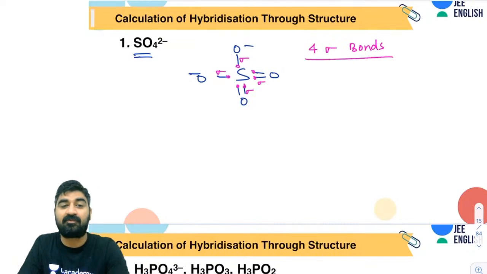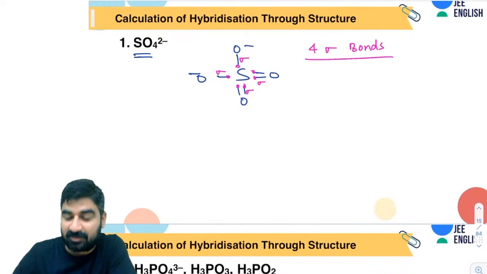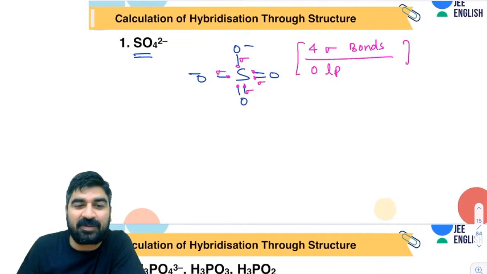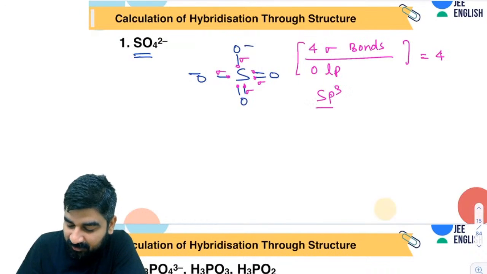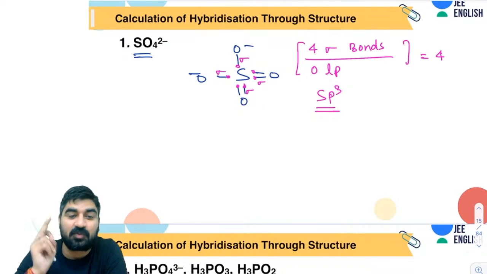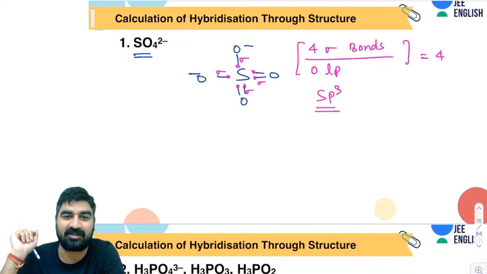And if we have 4 sigma bonds, guys, then what will happen? 4 sigma bonds and 0 lone pair. So the total electron pairs, meaning lone pairs as well as bond pairs, will be 4. So guys, your hybridization would be sp3. This way you can find it, and when you calculate hybridization through the structure, you will never commit an error.